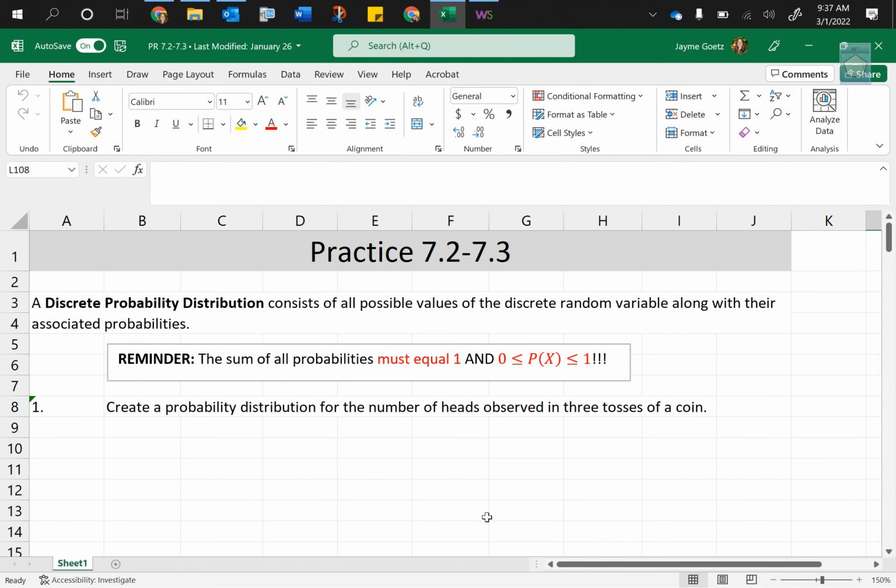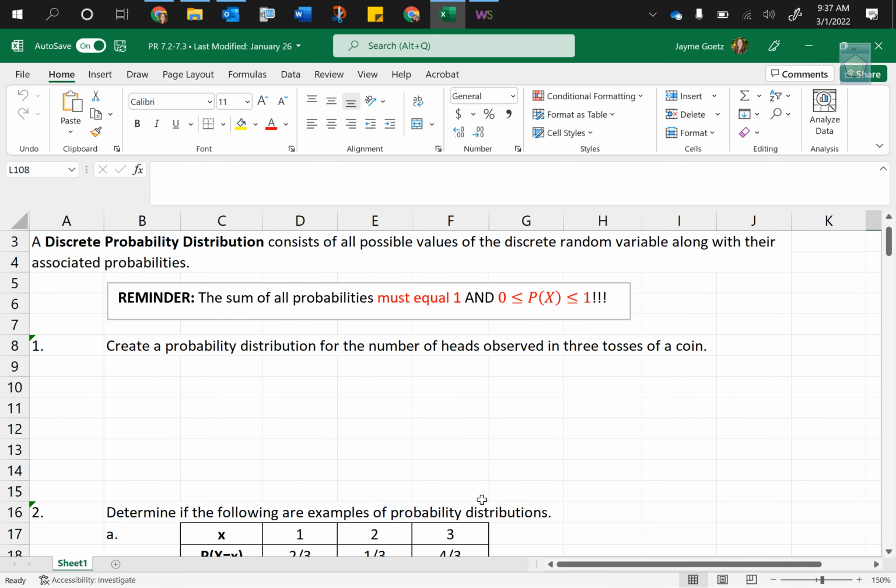Okay? So number 1 says, create a probability distribution for the number of heads observed in 3 tosses of a coin. Okay? So I want you to think about it. We have a coin, we're going to toss it 3 times. We've talked about this example before. They want me to create a probability distribution for tossing a coin 3 times.